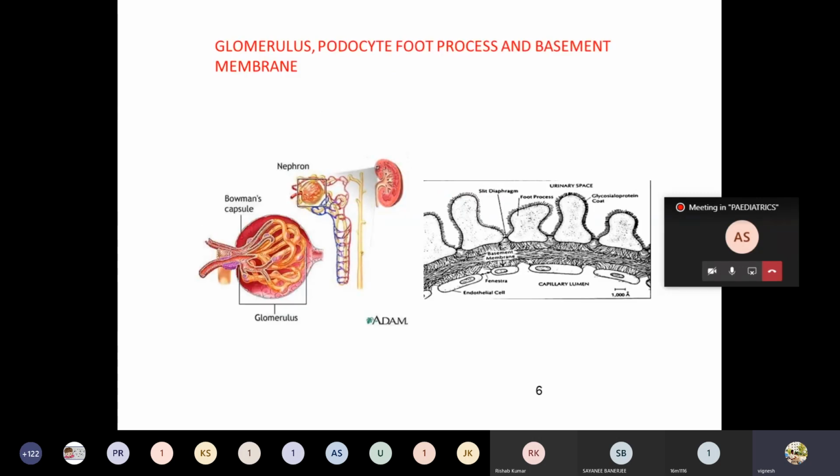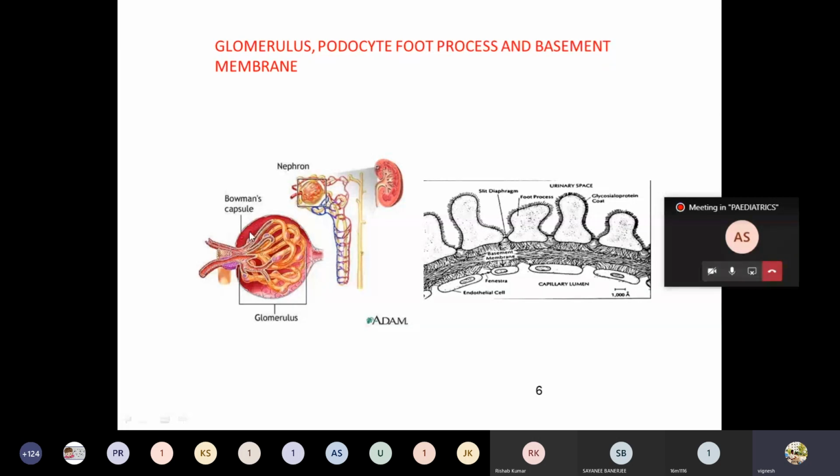So let us understand the pathophysiology. You are seeing here a complete glomerulus. This is a nephron. As you know, the nephron is the functional unit of the kidney, and it is going to decide the condition of the kidney. This is the whole nephron, and it will be there in the kidney. Let us discuss this glomerulus.